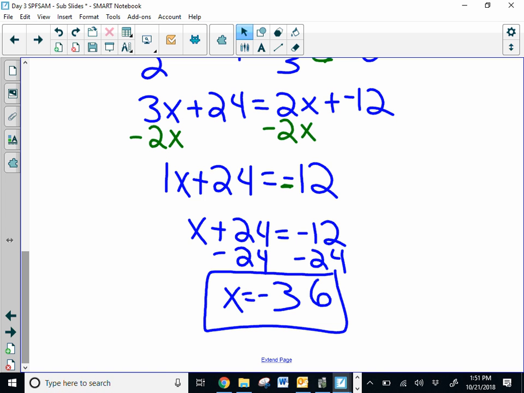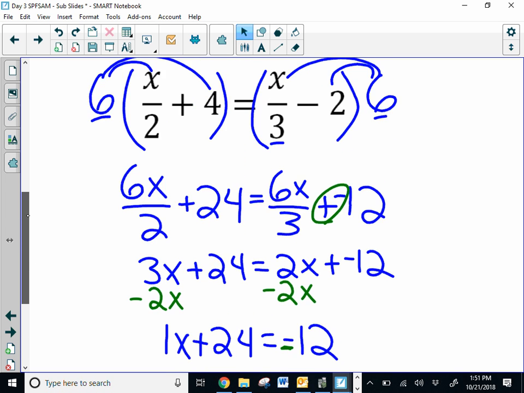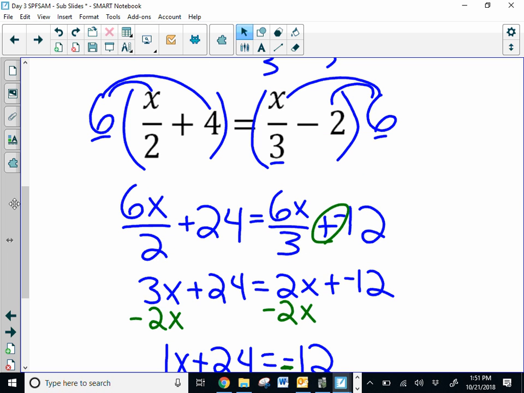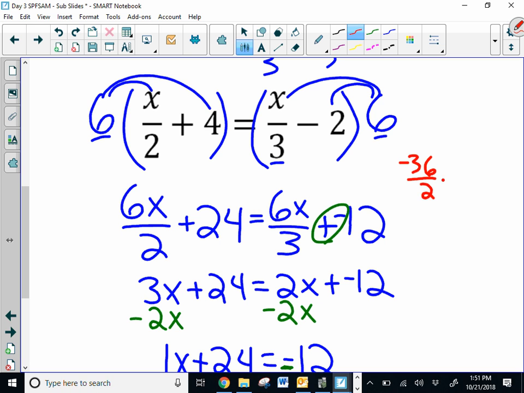And remember again, a way to check this is to go back to our original equation and plug in that negative 36. So let's do that. Well, let's see, that'd be negative 36 over 2 plus 4 equals negative 36 over 3 minus 2.